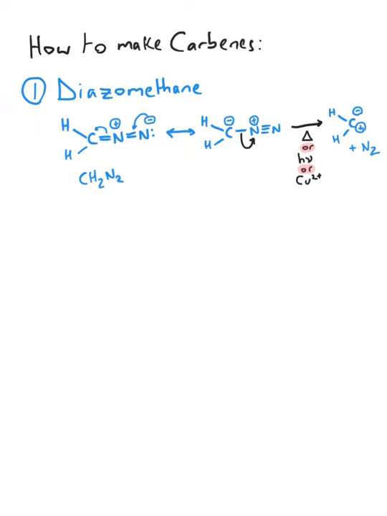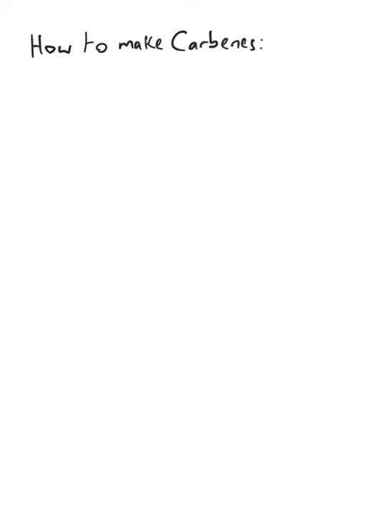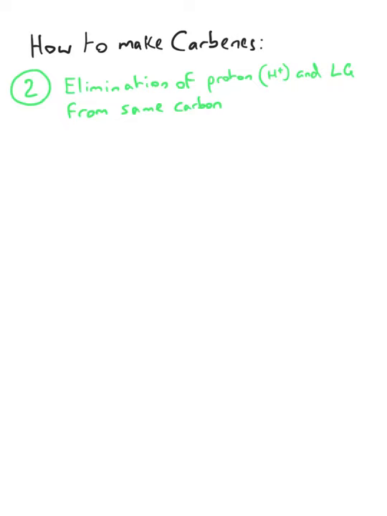You would make this in situ, and once you form the carbene, there's no going back. It will react with a double bond. So if you see conditions like this, alkene with diazomethane and copper cations, you know you will be forming a cyclopropane product.